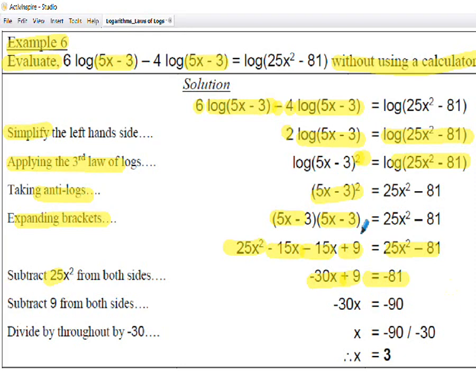I've taken 25x squared from the left hand side and 25x squared from the right hand side to get that line. Now subtracting 9 from both sides of the equation, I will get minus 30x on the left hand side is equal to minus 90 on the right hand side. Rearranging the equation for x is equal to minus 90 divided by minus 30. I end up with x is equal to 3 in this case.